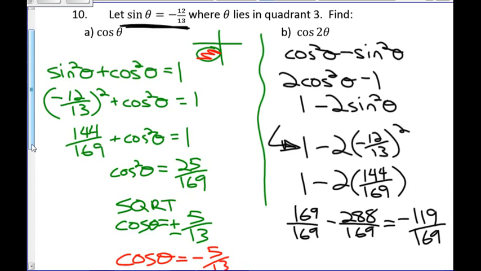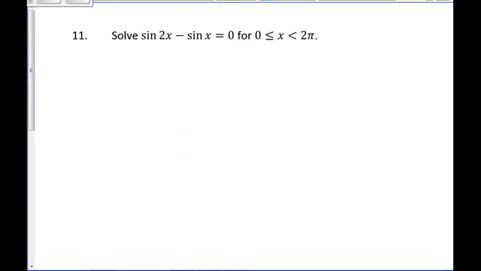We'll do one last question involving an equation. So right here we've got sine 2x and sine x. Right away we know we're not happy that we have 2 different angles. But we've seen this before. Sine 2x, we can rewrite it as 2 sine x cos x minus sine x equals 0. There's that equation rewritten with a trig identity.